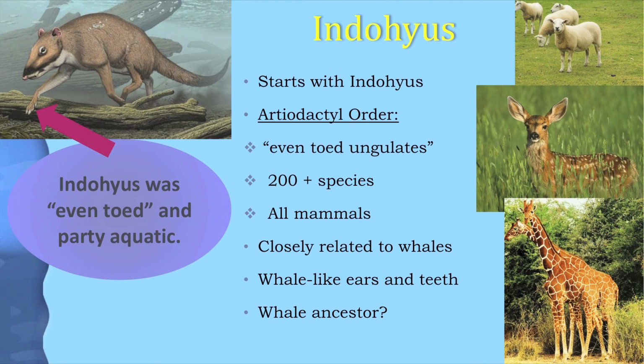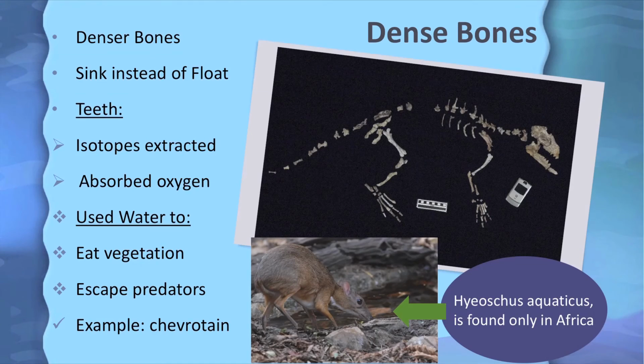The transitional sequence from land mammal to whale starts with the fossil discovery of Indohyus. Indohyus is a relative to whales because it contained features such as whale-like ears, conical teeth, and it was also partly aquatic. We know Indohyus was aquatic because its bones are denser than terrestrial animals. Having denser bones would help Indohyus sink into the water instead of float and bob about at the surface like terrestrial animals.